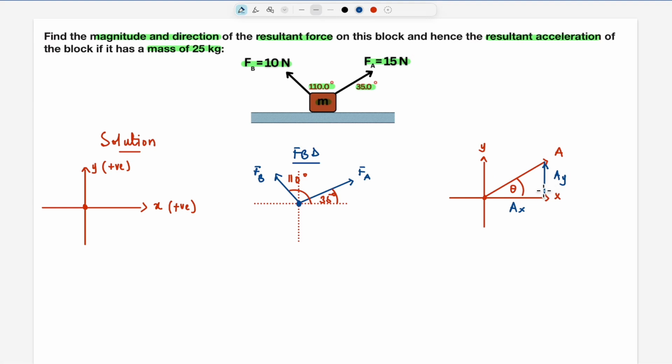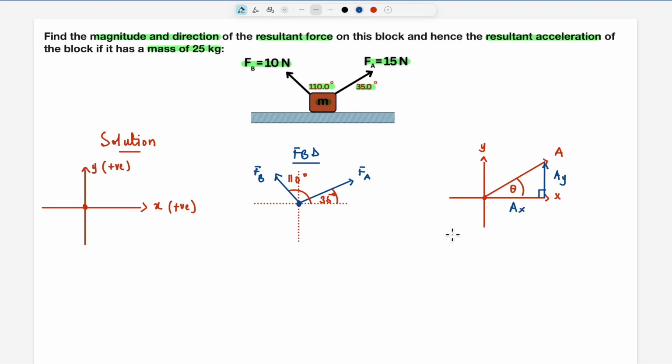Now we can see that we have a right triangle and we can apply trigonometry to determine AY and AX. So if this is the angle of interest, then we have the opposite side to be AY and then the adjacent to be AX.